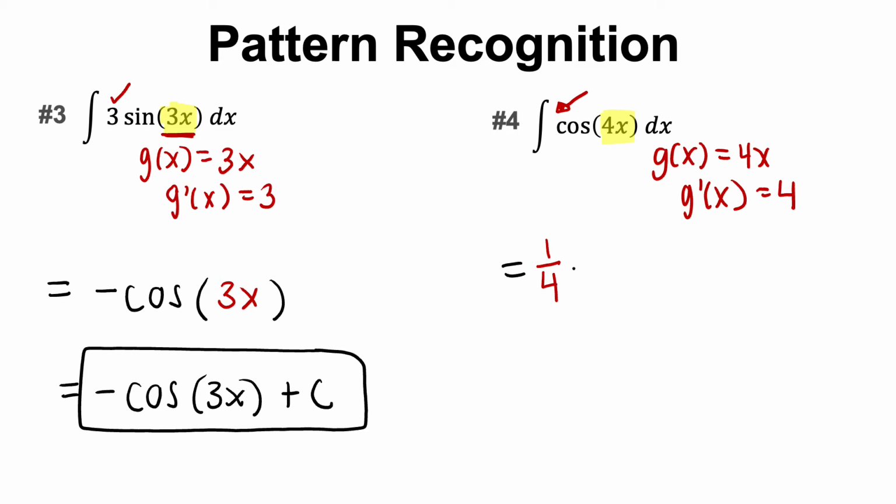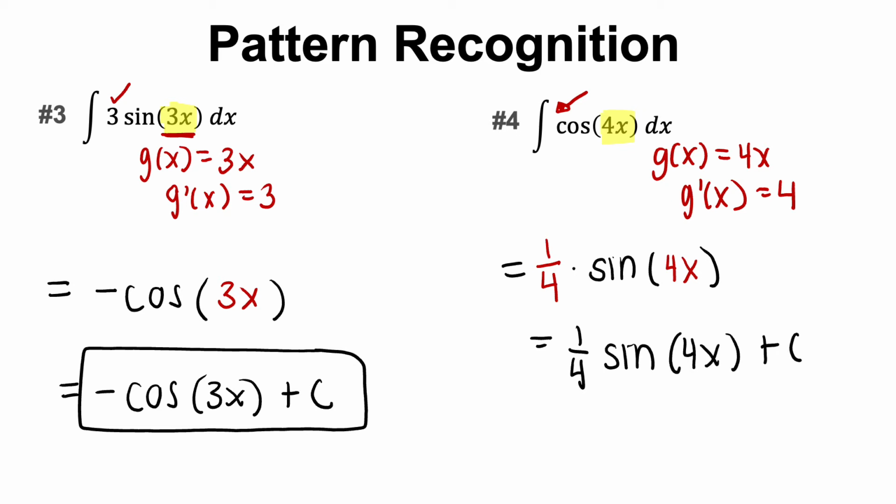Then we can go ahead and integrate the cosine function as normal. So the antiderivative of cosine is just sine of the same thing. So this would be times sine of our g of x function, which is 4x. So we can write our antiderivative as 1/4 sine of 4x plus c. So a quick recap of pattern recognition using trig functions.